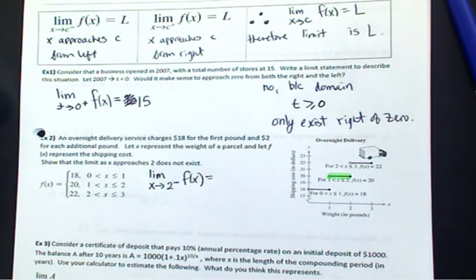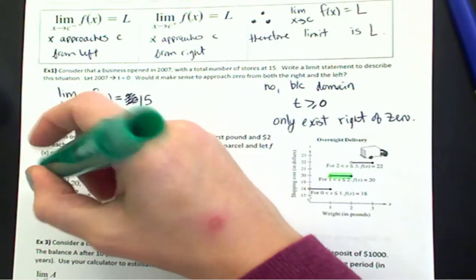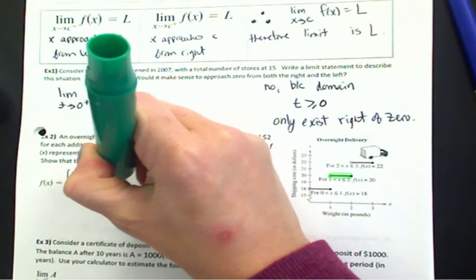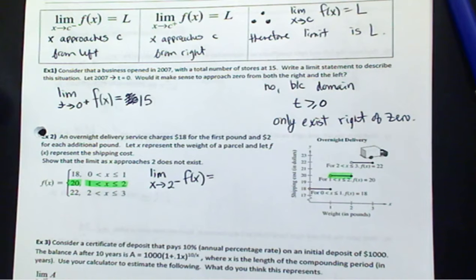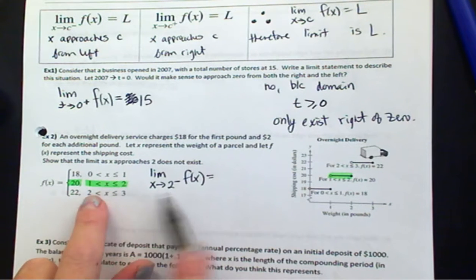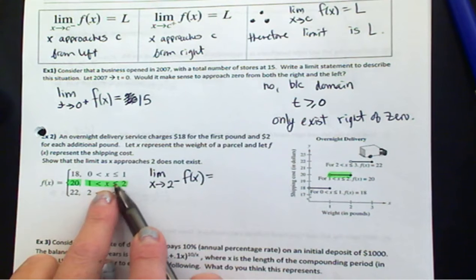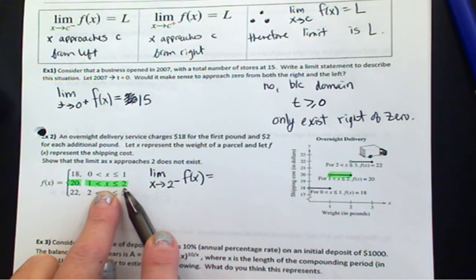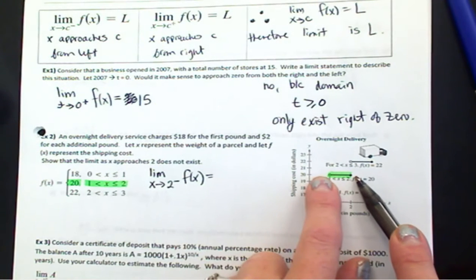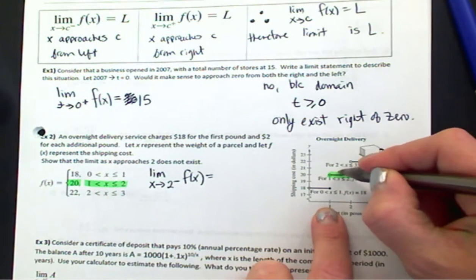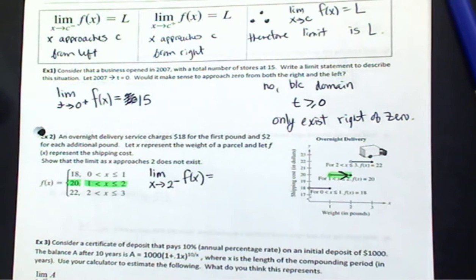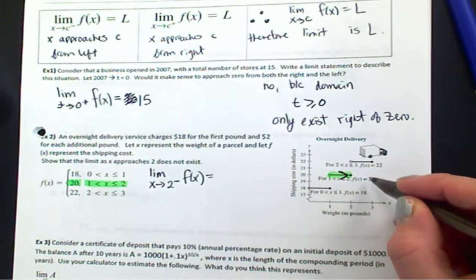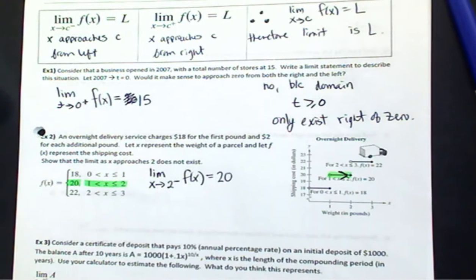Which one of these pieces does it go with? The middle one. Okay, right here. Okay, so 2 from the left. Look at the domain. X is less than 2. So I have the domain, the algebraic definition. I have the graphical definition right here where I can see that clearly this is to the left of 2. So what is it approaching? 20.